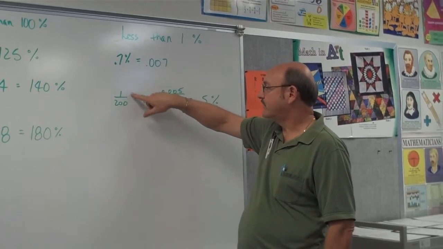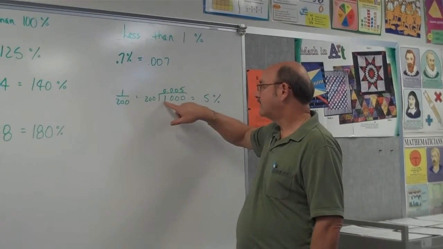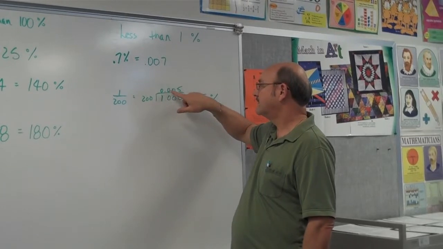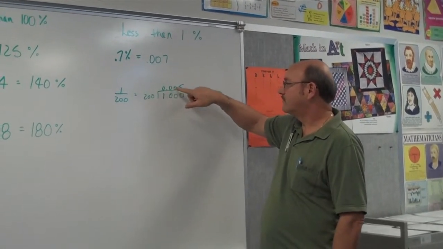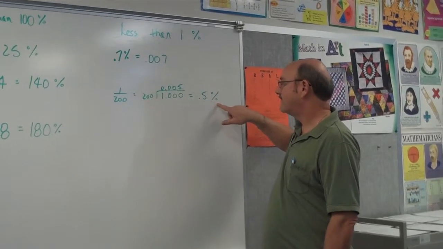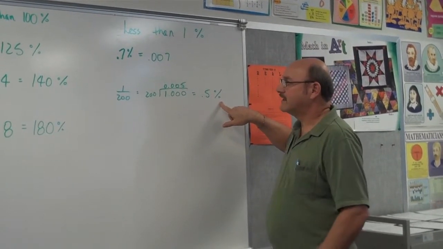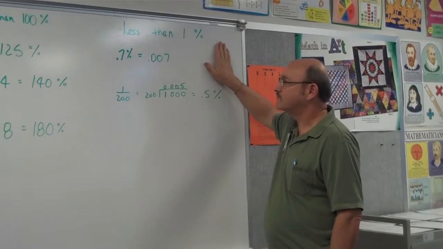1 over 200, we'd have to divide 1 by 200 and get 0.005. To make it a percent, we'd move it over 2 and get 0.5%. So we can have percents that are less than 1.